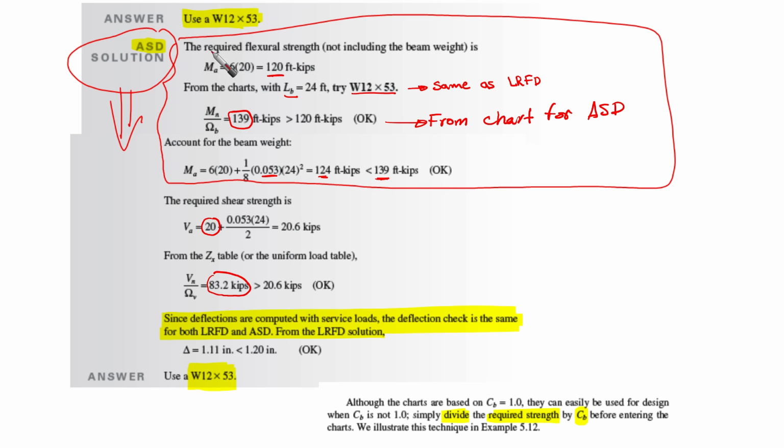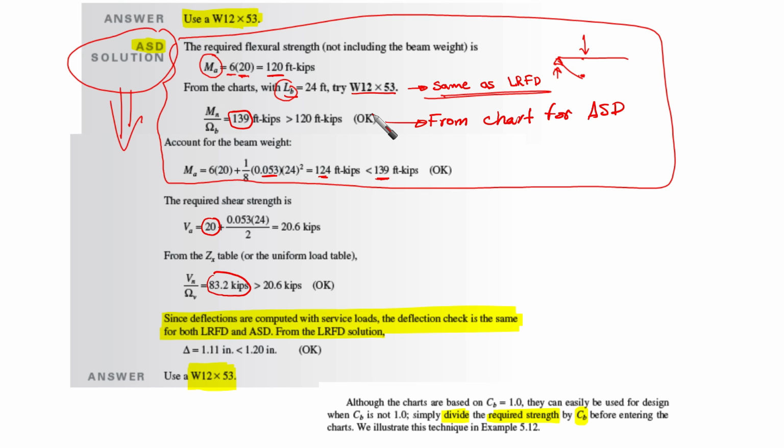We are going to say that Ma, the required flexural strength, not including the beam weight in the beginning, is 6 times 20. It's service load. 6 is the distance from the reaction of the support, times 20. There's a load here and here, so we are getting the moment at this point. It is 120. From the charts with Lb equal to 24, try W12 by 53, same as LRFD.